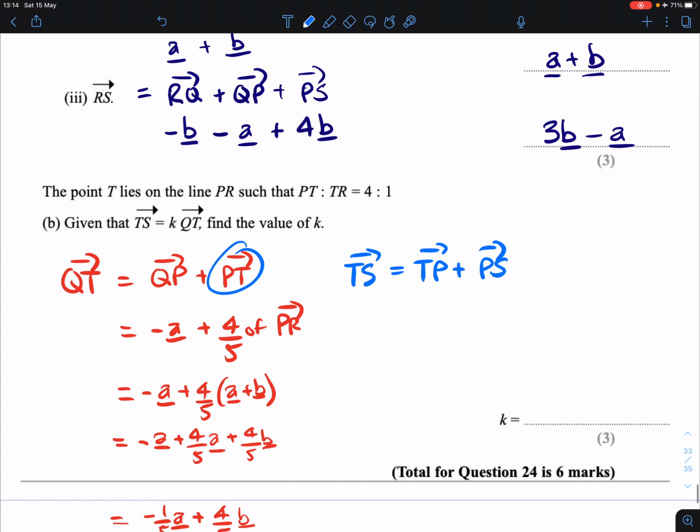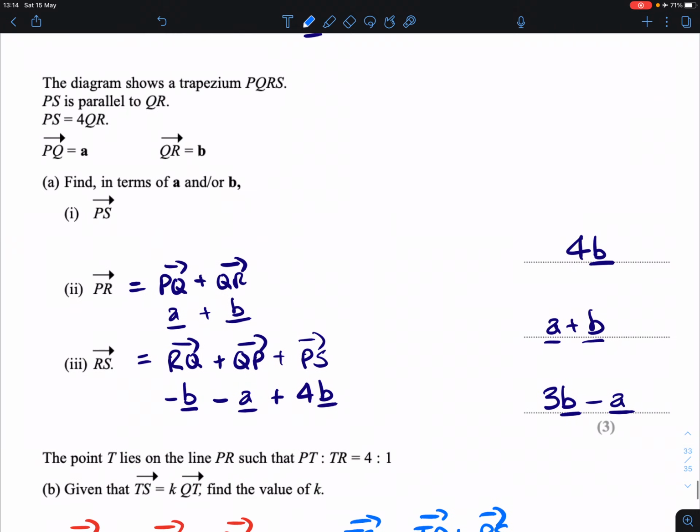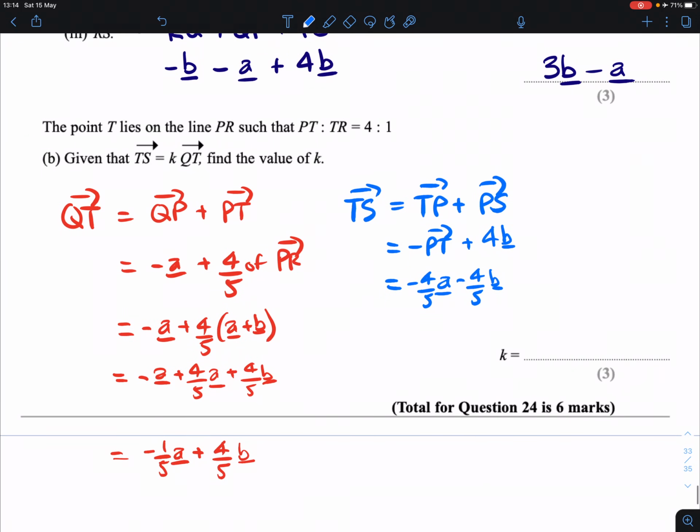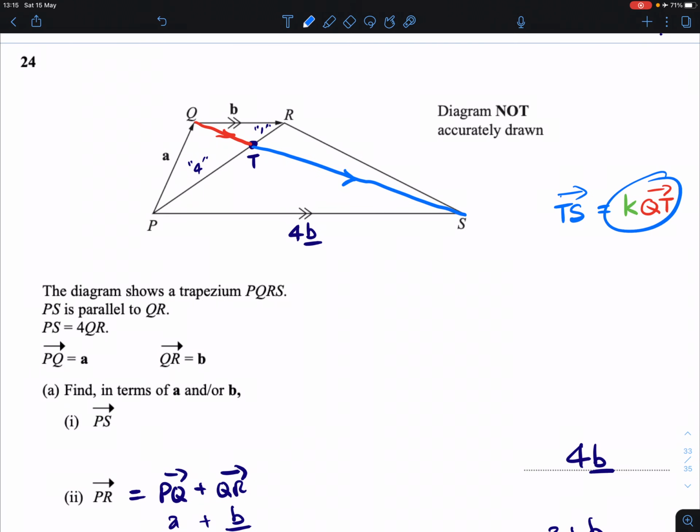T to P is the opposite of P to T, which we just figured out here. So if I just write here minus PT, just so you know for sure, but if we plug in our 4/5 A and 4/5 B, then they both become negative. So I can write that in there. This P to S then was 4B from before. That was our answer to the first part. And then when I add together the B terms, we will end up with 16/5 of B minus 4/5 of A. So that's what's got Q to T and T to S, and basically T to S is so many times as big as Q to T.